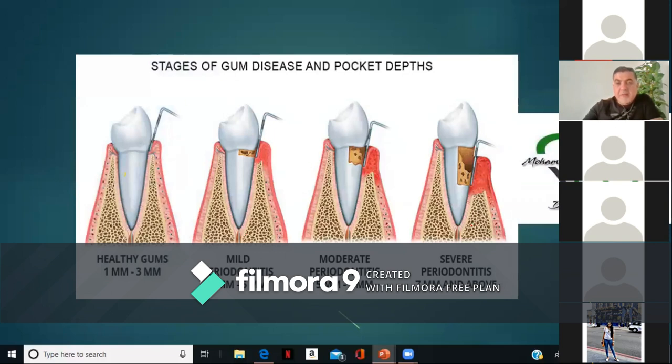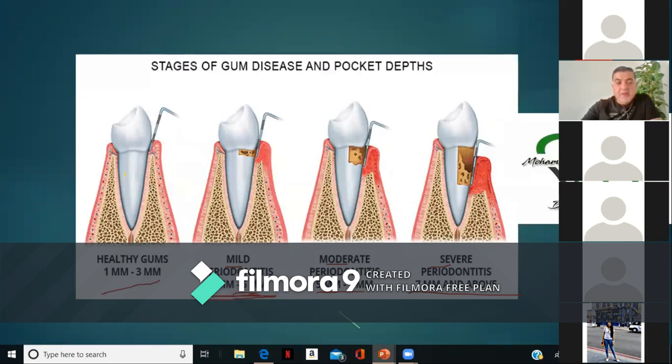This is a very important picture. I want you to look at it. The chronic periodontitis is subdivided into mild, moderate, and severe, according to the pocket depth: 3 to 5, 5 to 7, more than 7.